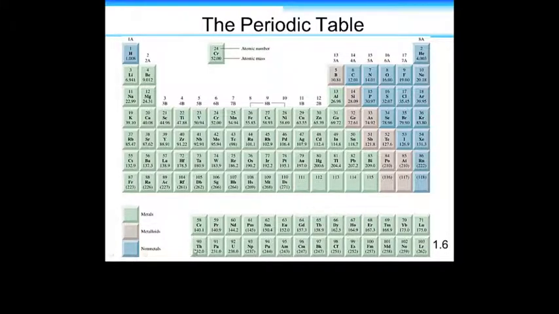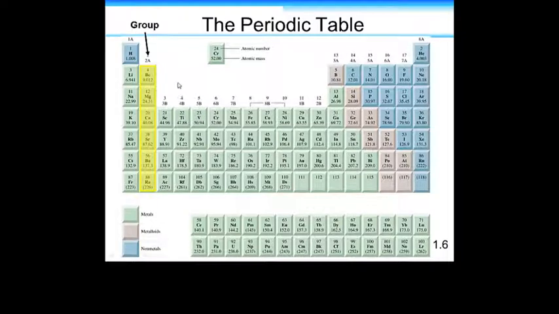Then you have this strange floating group of elements here, and really they're inserted into this area of the periodic table. The reason why they're inserted below is just to show the periodic table in a reasonable amount of horizontal space.